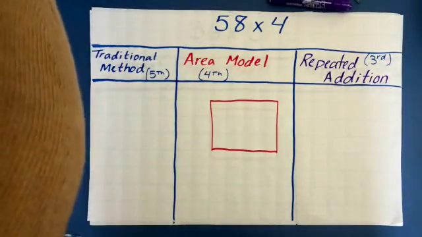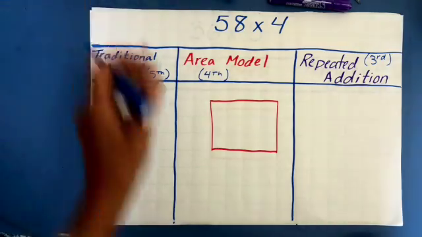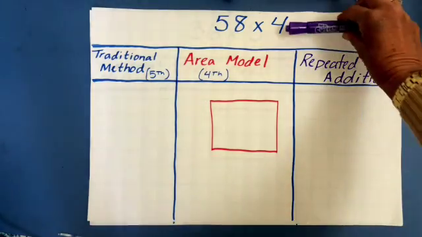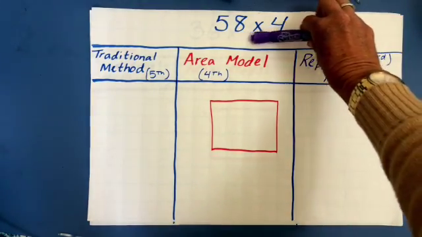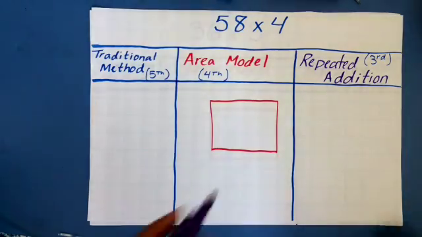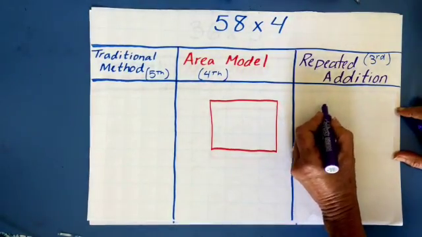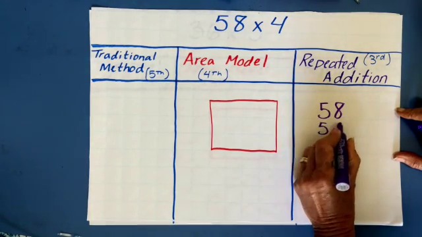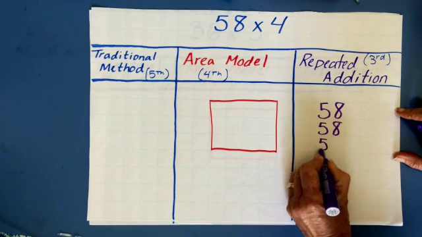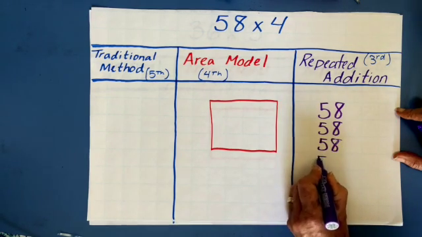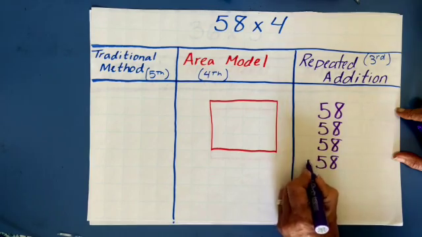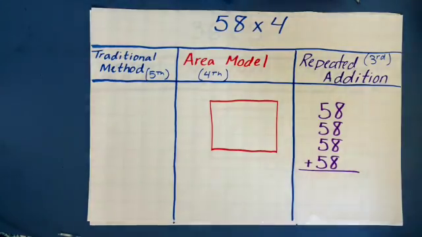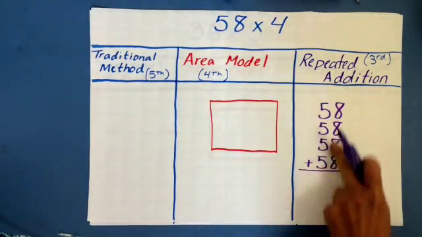Okay, this one's a little harder. And again, we're going to do the same thing. All right, so I'm going to read this as 4 groups of 58. So I'm just going to make 4 groups of 58. 1, 2, 3, 4 groups. And I know it's repeated addition because multiplication also can be seen as repeated addition.